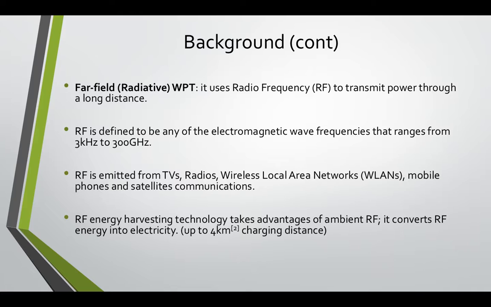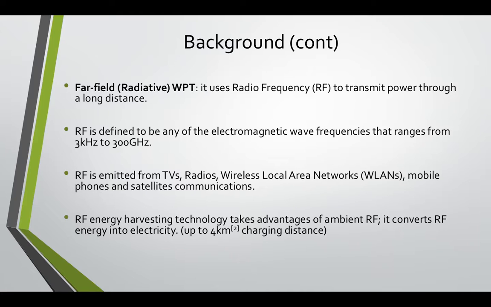The second category is far-field wireless power transfer. It uses radio frequency to transmit power over a long distance. Radio frequency is defined as any electromagnetic wave frequency that ranges from 3 kHz to 300 GHz. A good example of RF power transfer is the microwave. Actually, in our daily life, RF is emitted from multiple sources such as TVs, radios, Wi-Fi networks, mobile phones, and satellite communications.